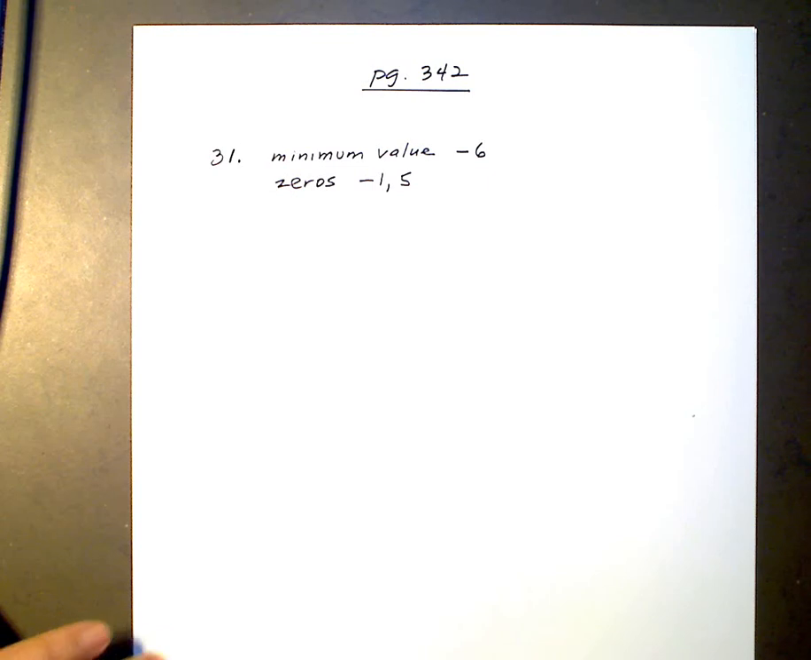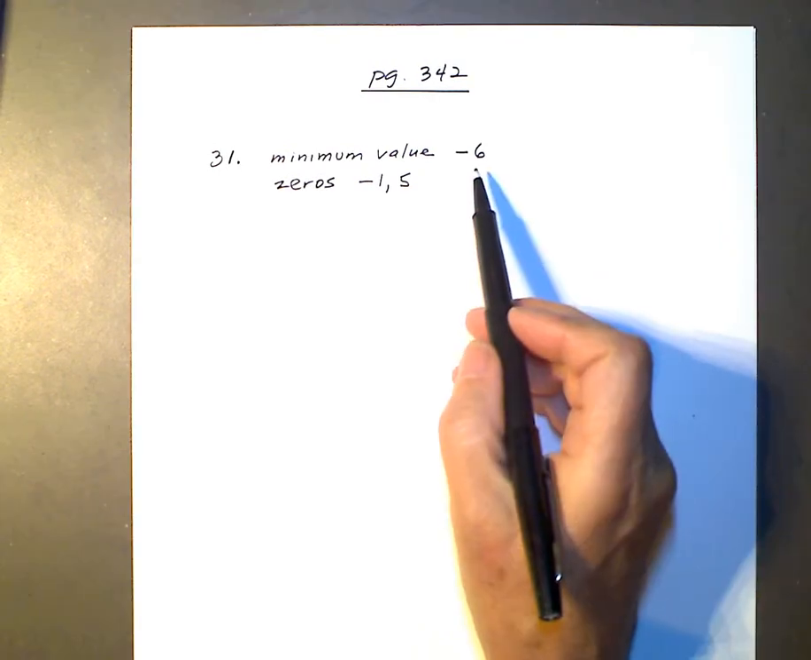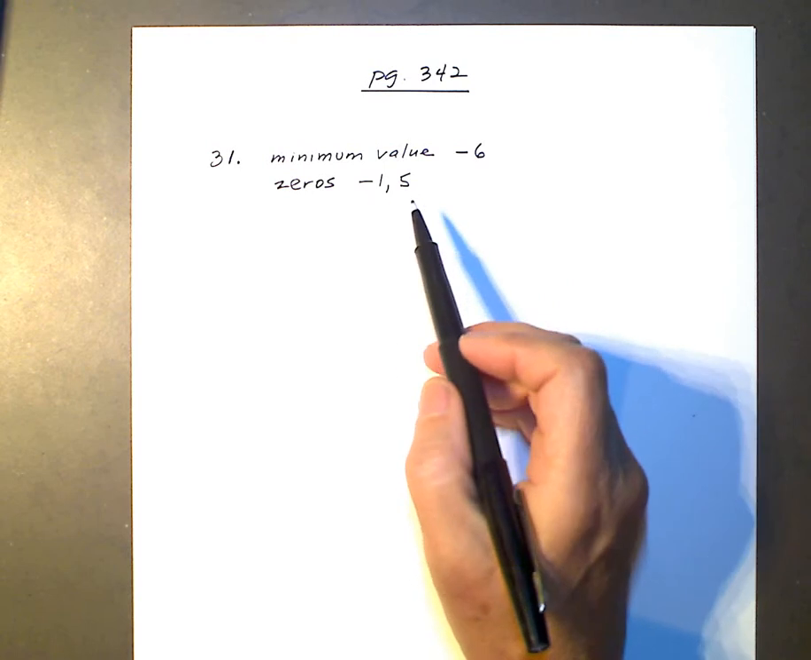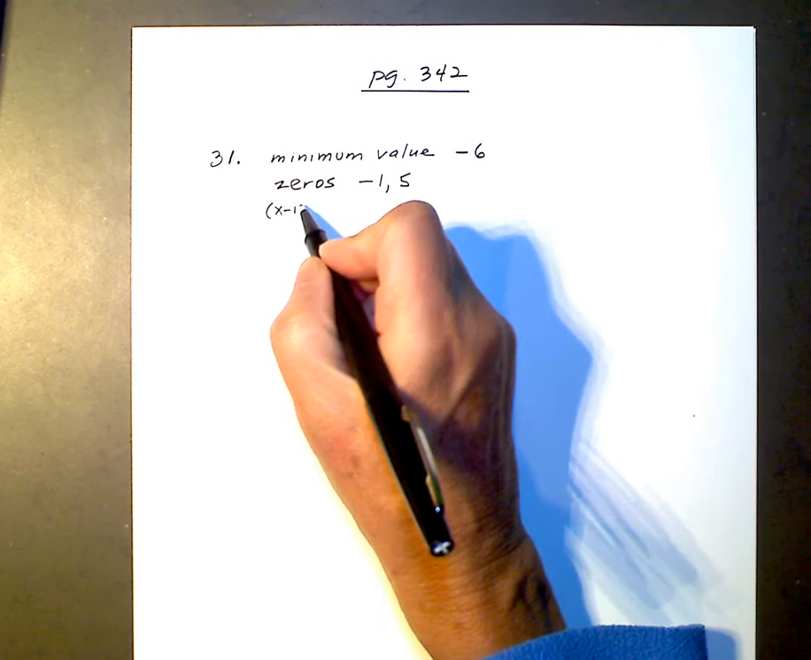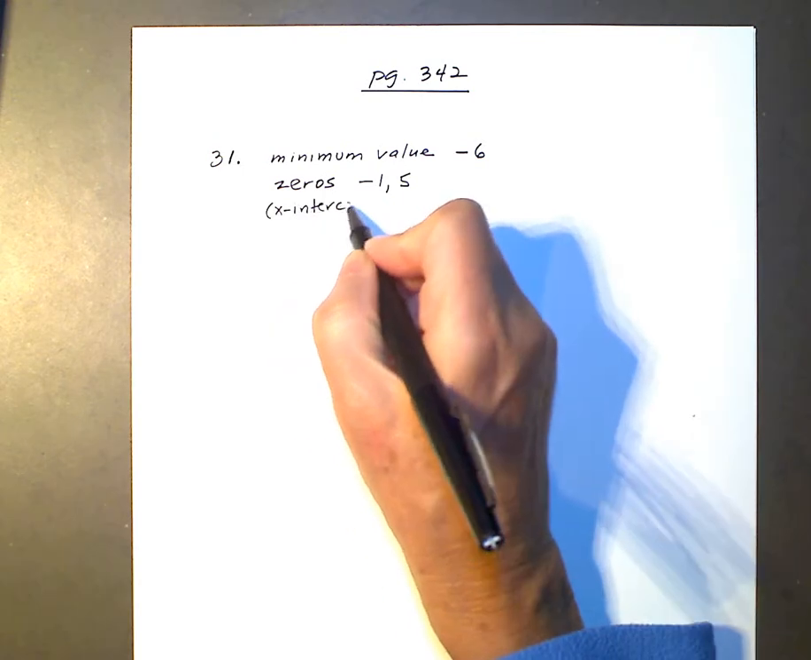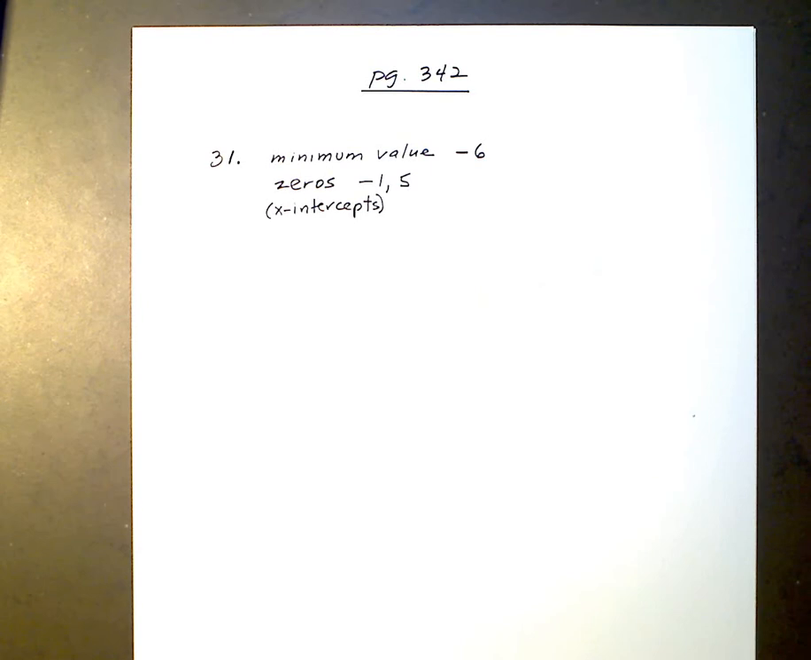Okay, on page 342, number 31, we're supposed to write the equation of a quadratic function, a parabola. It has a minimum value of -6 and zeros of -1 and 5. And of course, zeros is just one of the names for x-intercepts. X-intercepts, zeros, roots, solutions all mean the same thing.